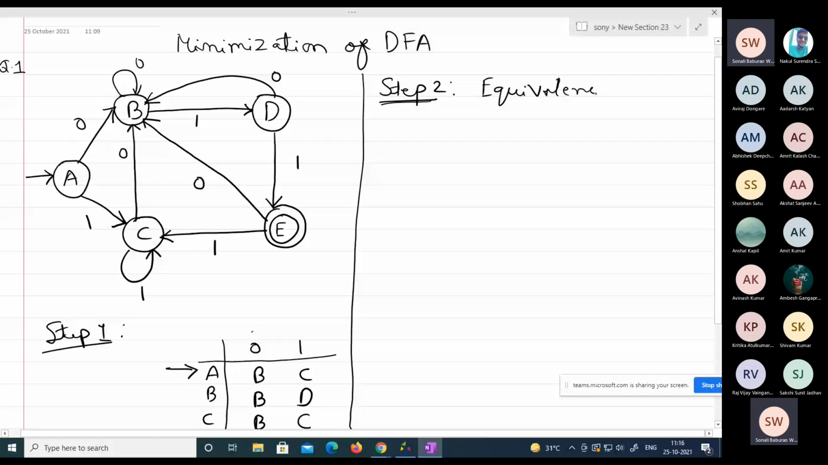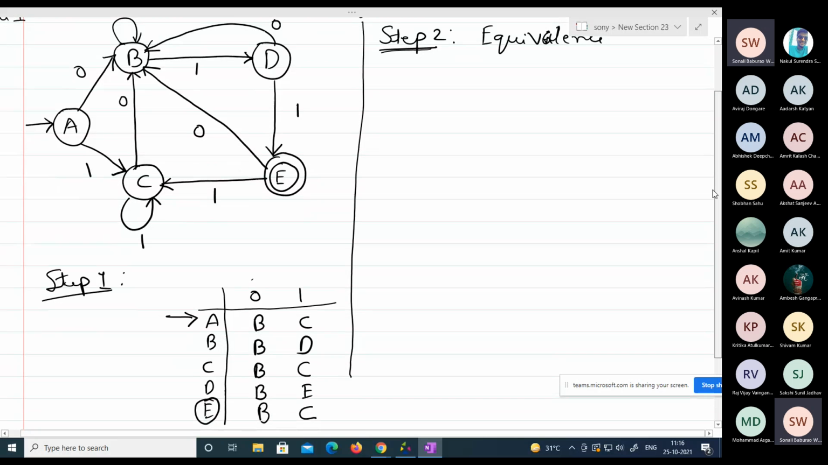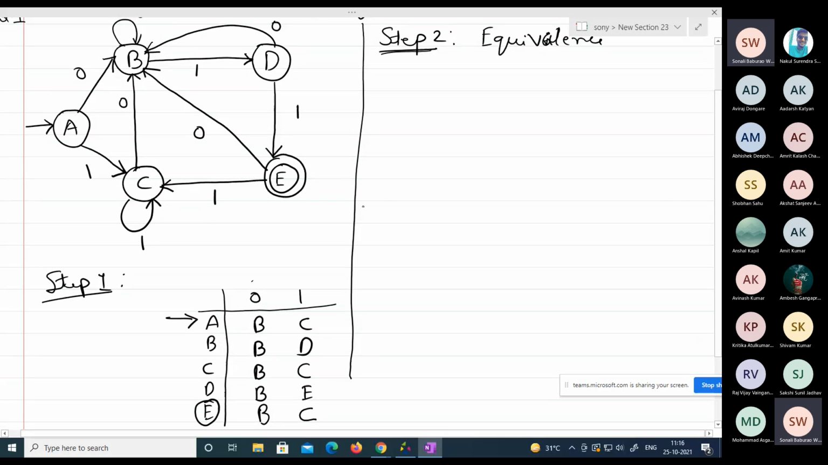Okay. Now, what does that mean? What do you mean by equivalence? Now, you have to check the state transition table. Tell me, the first step, the first process for calculating the equivalence is that you have to make two sets of states. Which are the sets of states?